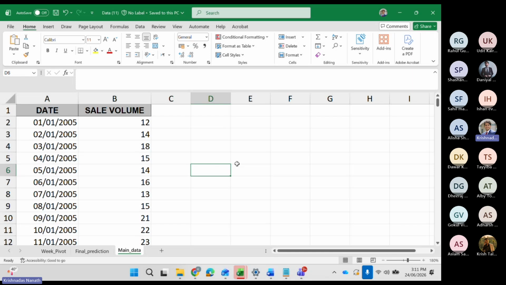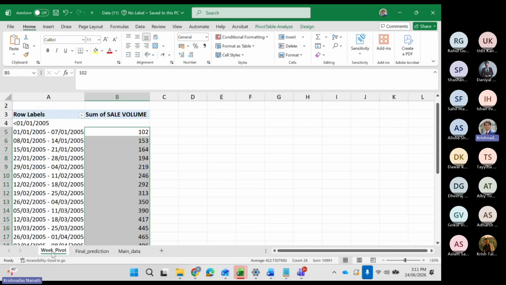So the same data that you see in main data has been converted to weekly sales data. Exactly the same. The only thing is every 7 days they have added the total sales volume. So as you can see, in week 1 the total sales is 102. In week 2, the total sales is 153. In week 3, the total sales is 164, so on and so forth.